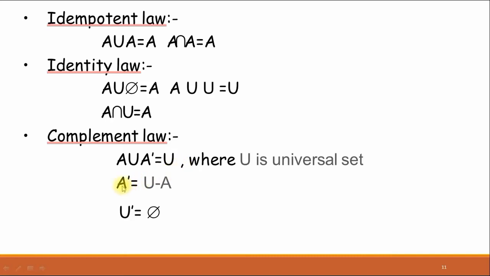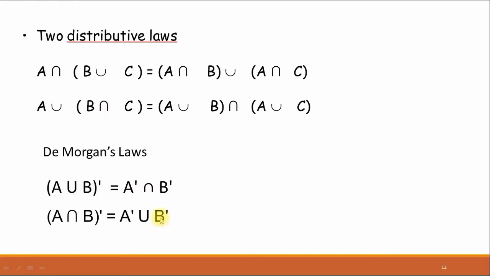set, where A complement can be written as universal set minus A, and the complement of universal set can be written as universal set minus universal set. So in the result we get empty set.